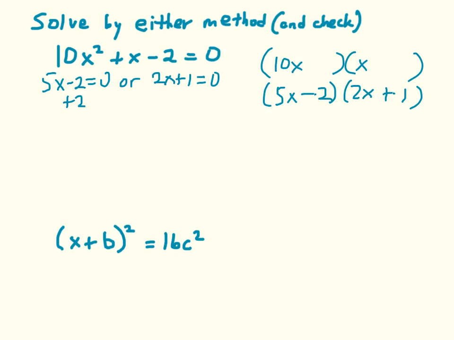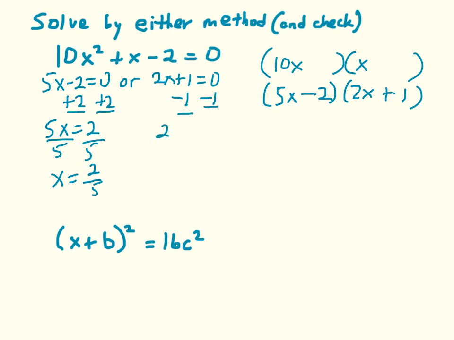So add 2, and I'll get x equals 2/5. And I'll subtract 1, divide by 2, negative 1/2.